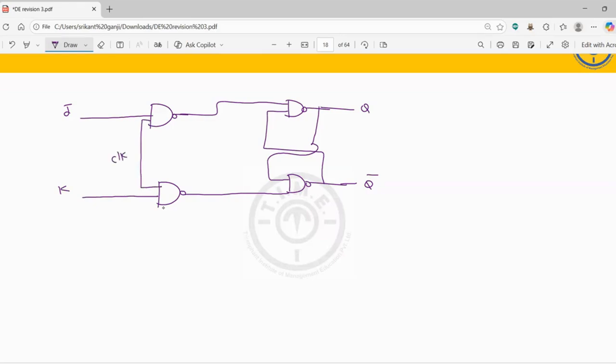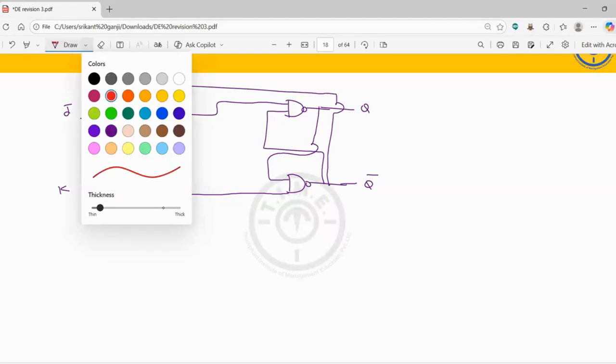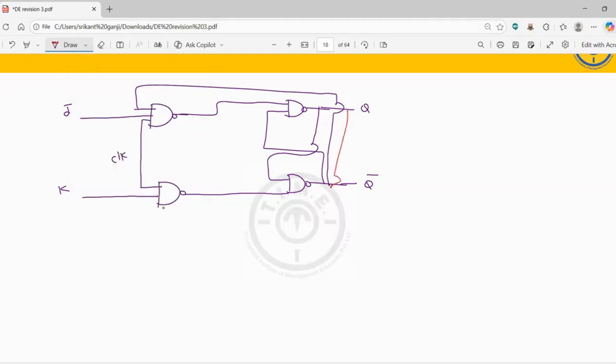This is exactly an SR flip-flop, but from this point you can take the output of the Q bar, and from this Q you can give the input to the K NAND gate. You can observe clearly that this feedback path is not there in the SR flip-flop.